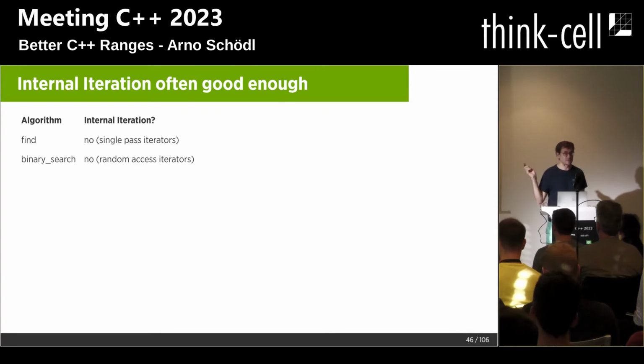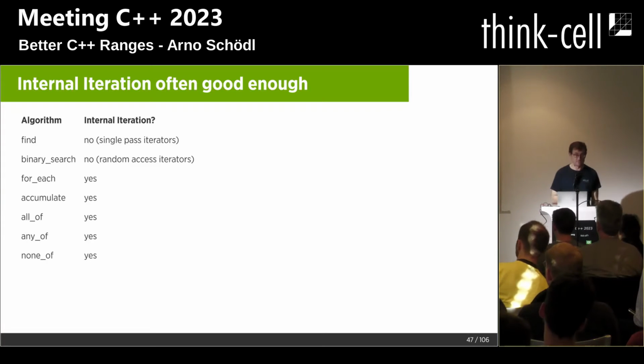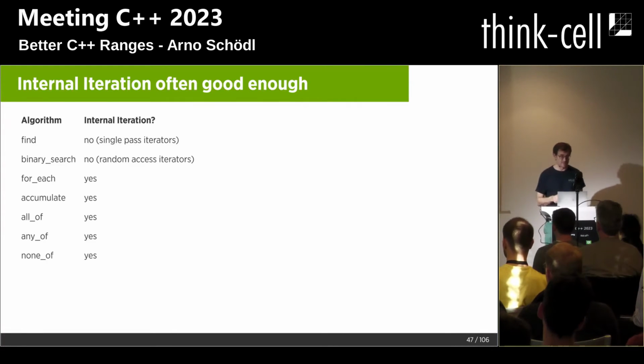You can write quite a few algorithms with internal iteration. You can't write find or binary search because we don't have iterators, and they output iterators. But many others you can. For each, that's basically the mother of all internal iterations, of course. But accumulate, all of, any of, none of works.